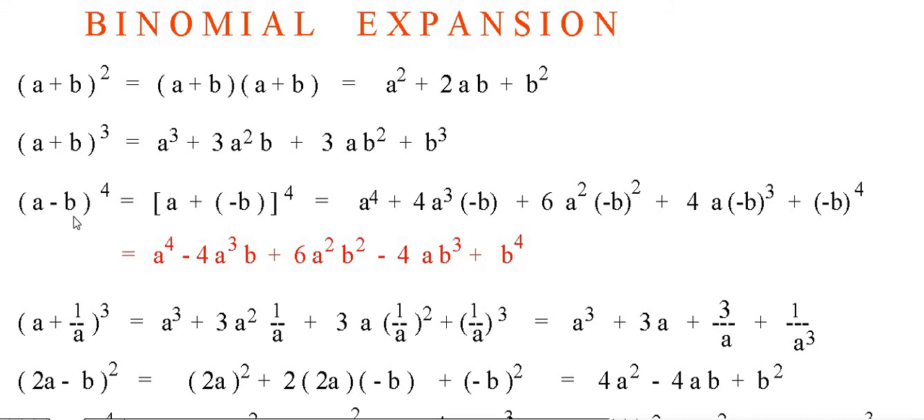Next, a minus b raised to the fourth, and we simplify this similar to this, only that the second term is minus b. We separate that by enclosing minus b raised to the fourth. First term is a, then second term is minus b. So we expand this: a to the fourth plus 4a cube times minus b plus 6 a square times minus b square plus 4a times minus b cube plus minus b to the fourth. Okay, we have a to the fourth.